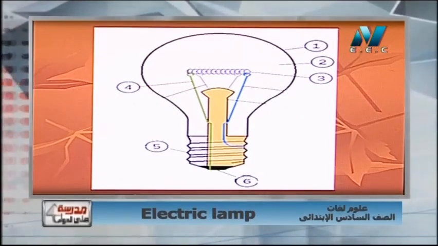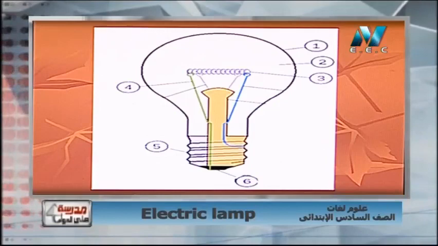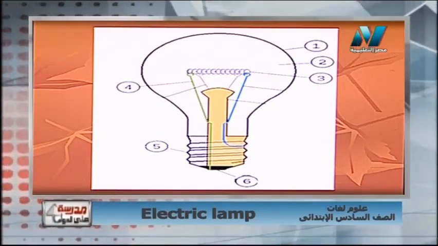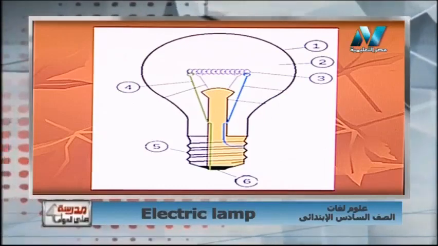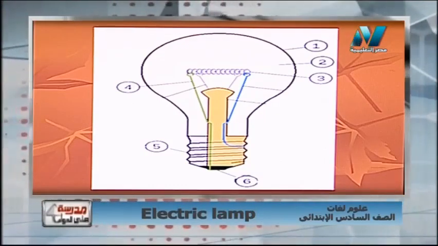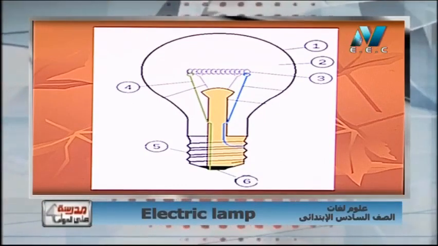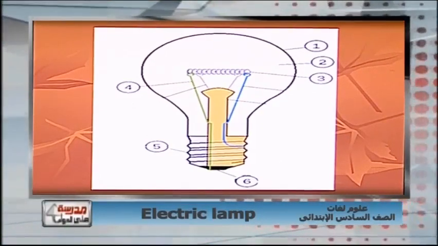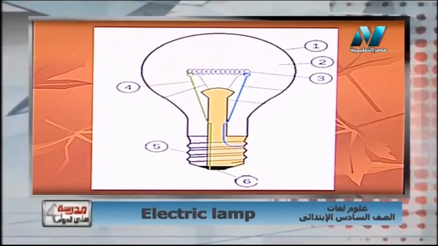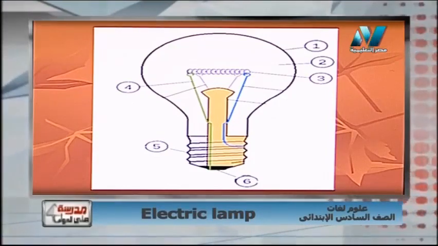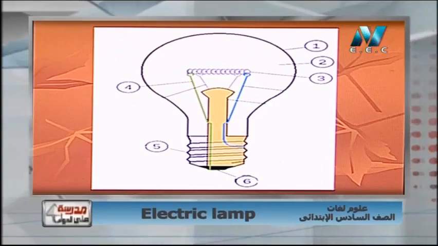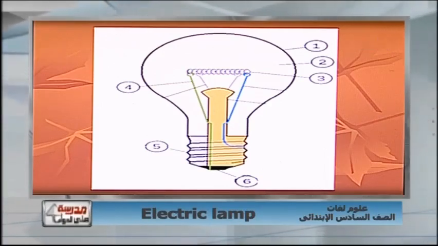I have now the light bulb with numbers 1, 2, 3, 4, 5, 6. So I have 6 labels on this lamp. Sure, number 1 is what? Number 1 is the glass bulb. Number 2 points to the air or the gas inside the lamp, so I will say inert gas. Number 3 is the tungsten filament. Number 4, sure, it's the copper lead wire.